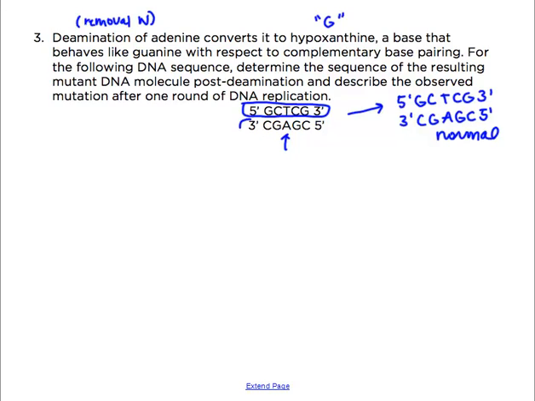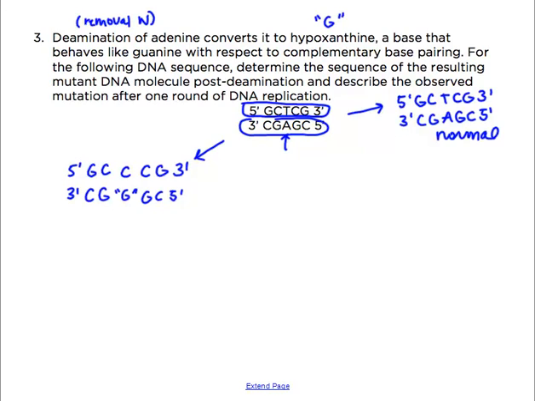However, this 3' to 5' template, this will go off, and remember now, this adenine is now deaminated, so it's acting as if it's a G, and therefore it'll base pair, so it'll be G, C, C, C, G. Okay?